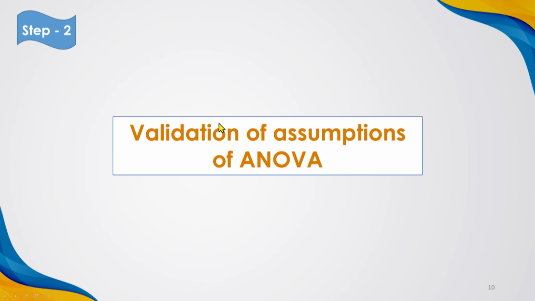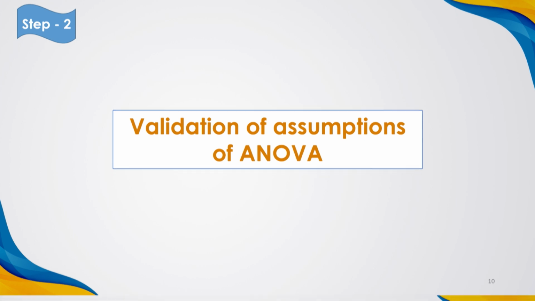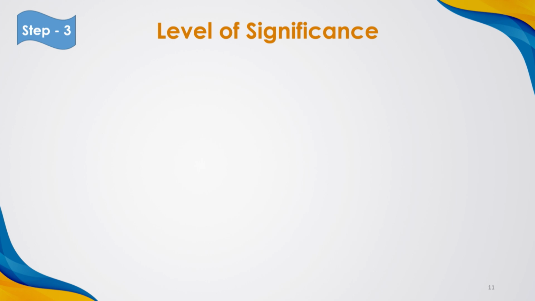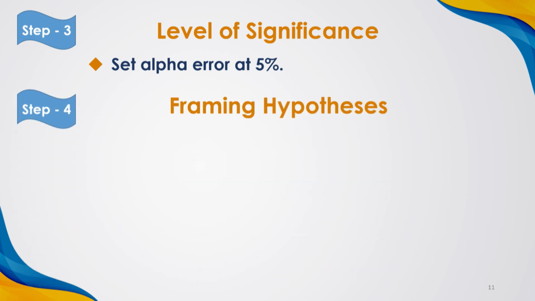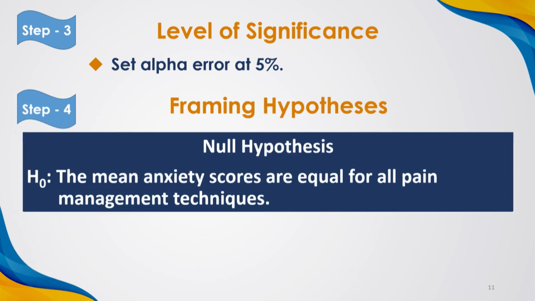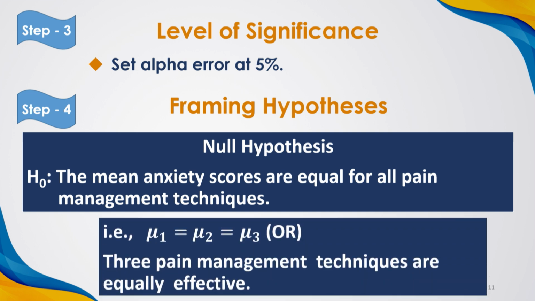Now, for explanation purposes, we assume that all the assumptions of one-way ANOVA are satisfied, and we are moving on to the further calculations. Now we go to step 3, fixing the level of significance at 5%. Next we frame our hypothesis. The null hypothesis is that the mean anxiety scores are equal for all pain management techniques. Notationally, we will write mu1 is equal to mu2 is equal to mu3. Otherwise, we can state this null hypothesis as the 3 pain management techniques are equally effective.